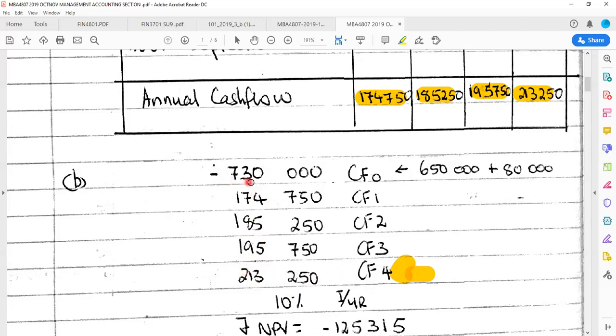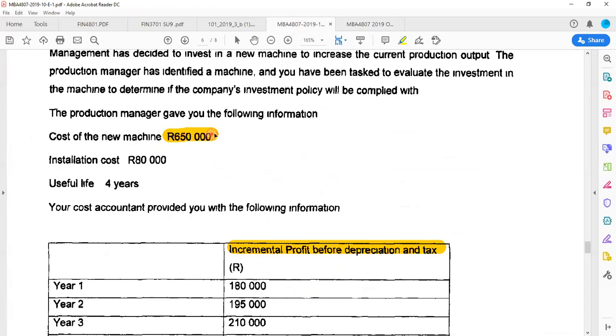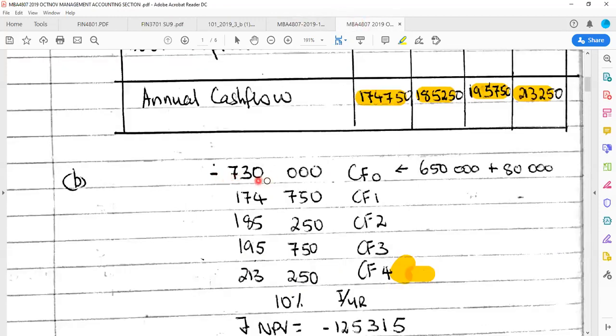And then here we have 730. We got the 730 by taking the cost of the new machine plus installation. So it's 650 plus 80. That gives us 730. So it's a negative because it's money going out. And please note here for CF0, when you're calculating the initial investment, be sure to check if there is an increase in working capital. If there was, we would add that. Let's say we had an increase in working capital of 20,000. Our initial investment would be 730 plus 20,000, making it 750.